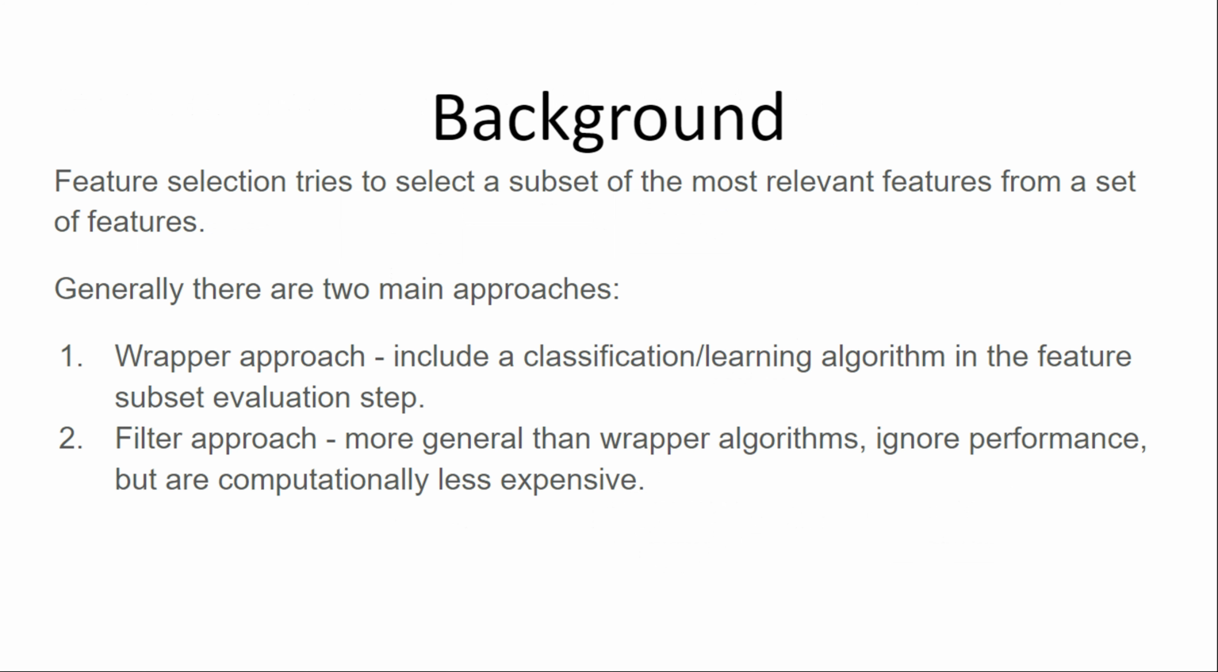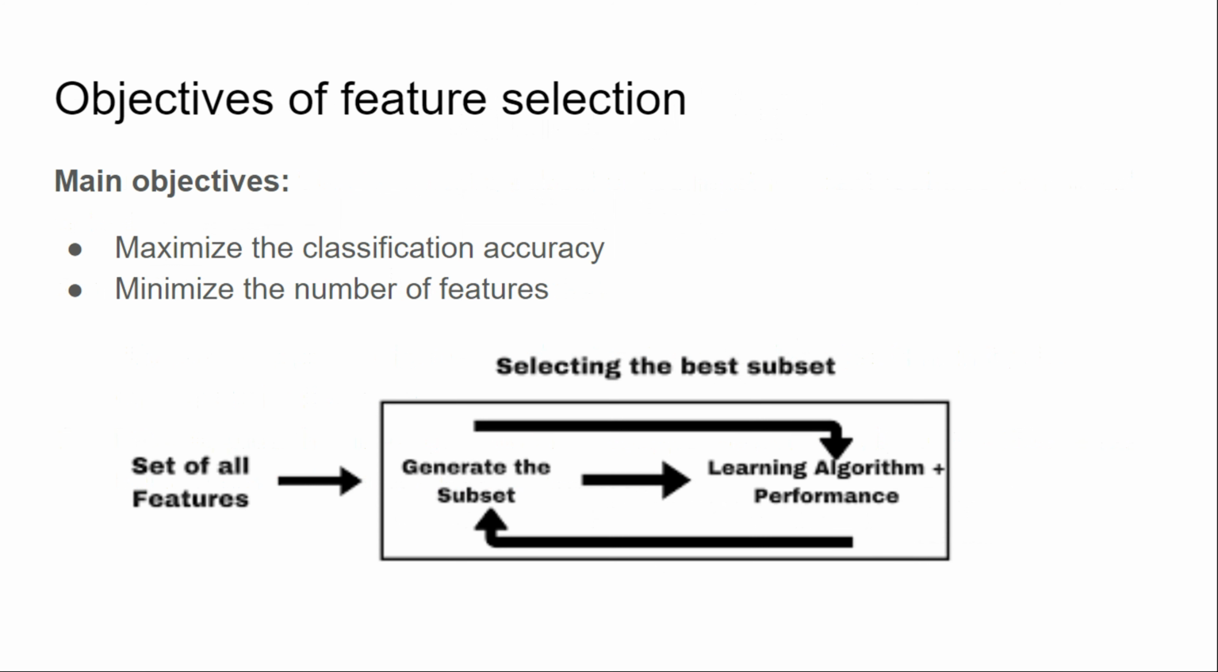The second approach is the filter approach, and it applies statistical analysis to each feature, and then the features are ranked by their score, and the lower ranking features are removed from the data set. The main objectives of feature selection are to maximize the classification accuracy while minimizing the number of features used. Minimizing features improves performance and reduces complexity. And these two things are not always a trade-off. There are times when fewer features will actually improve the classification accuracy, and vice versa.